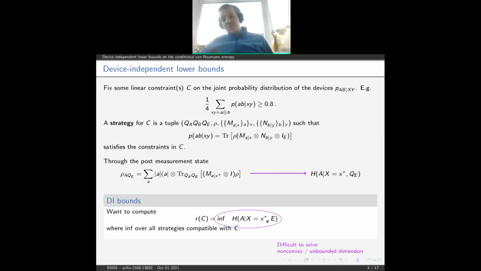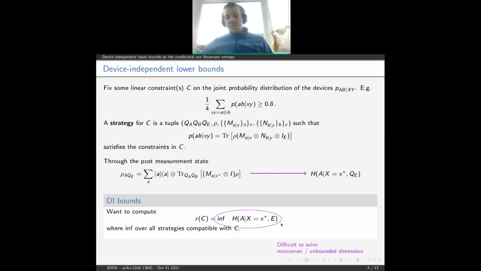Unfortunately, this is a very difficult problem to solve. First off, it's a non-convex optimization problem. And also, because we're working device-independently, we, for example, have no bound on the dimension of the systems involved here. So the adversary can pick infinite-dimensional systems. So if we try and do some sort of naive optimization, we'll quickly run into problems.